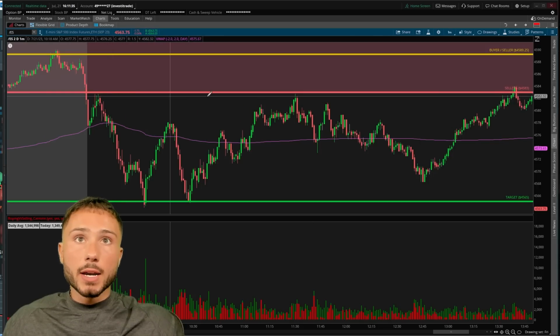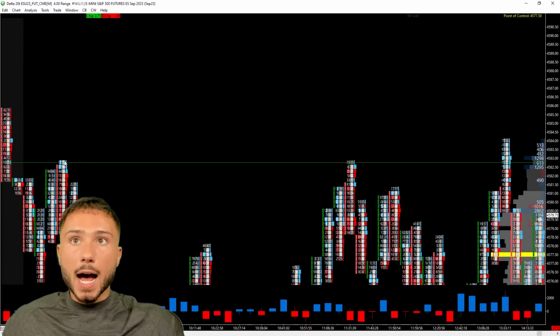We put in a high over here. We also put in a high over here. Looking at a footprint chart, we could see that high here. We could see the previous high here. And then eventually we break this high over here.